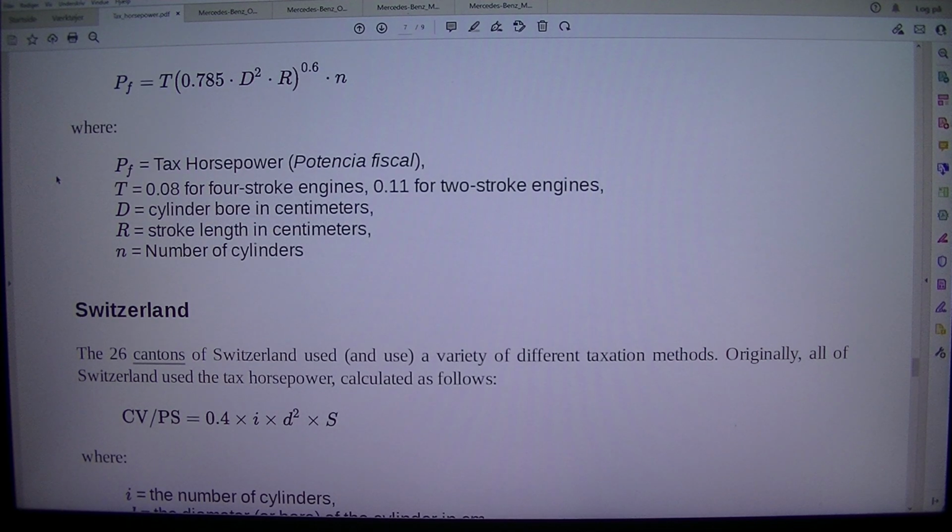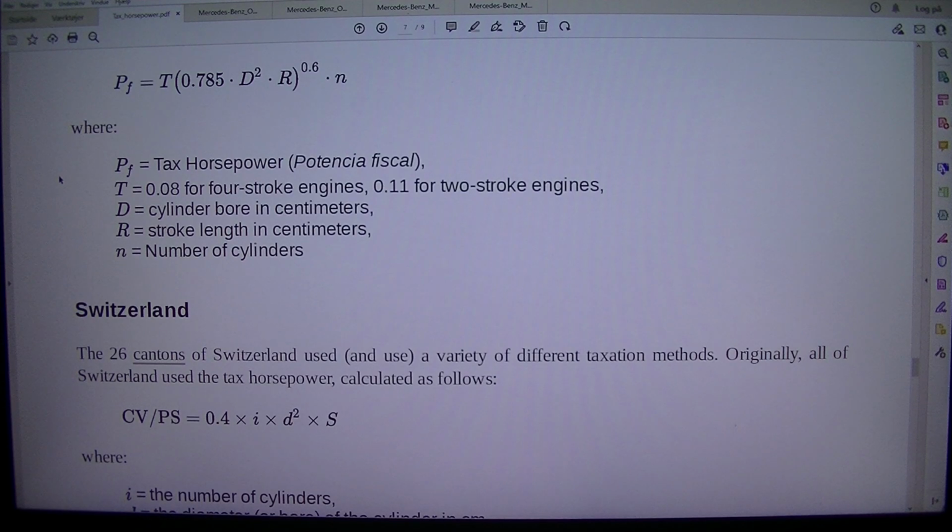Where equals tax horsepower, Potentia fiscal, equals 0.084 for 4-stroke engines, 0.11 for 2-stroke engines, equals cylinder bore in centimeters, equals stroke length in centimeters, equals number of cylinders.